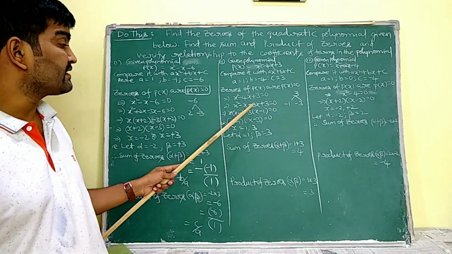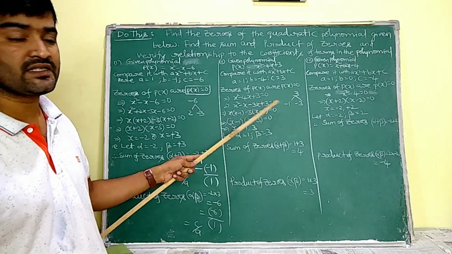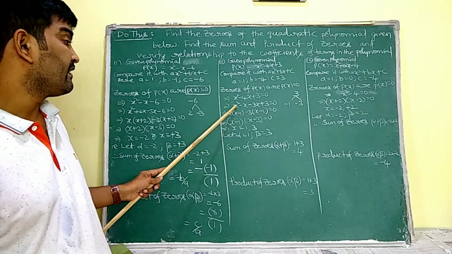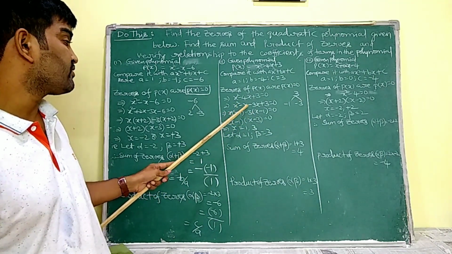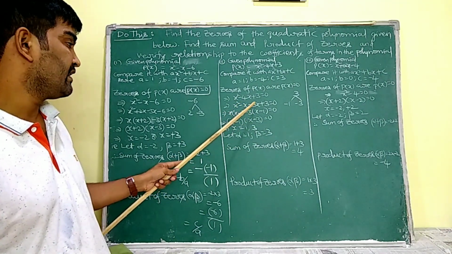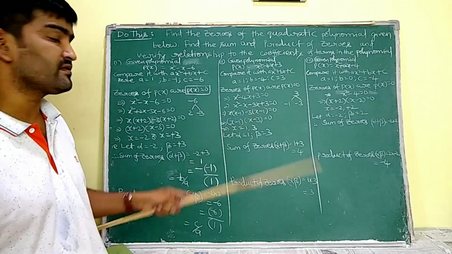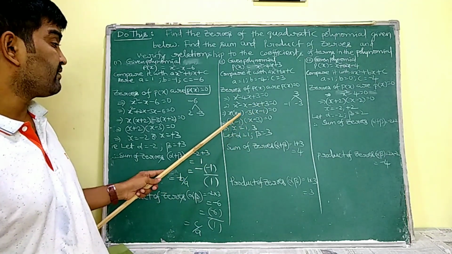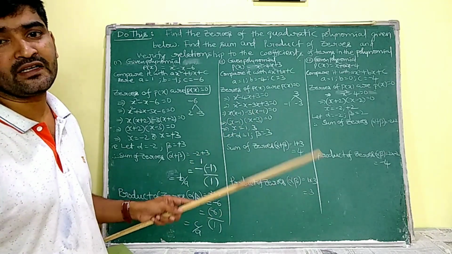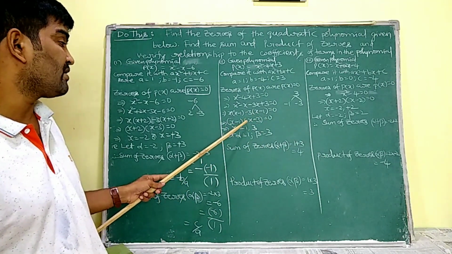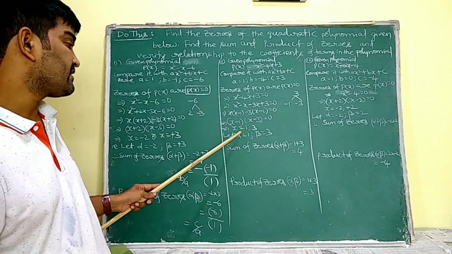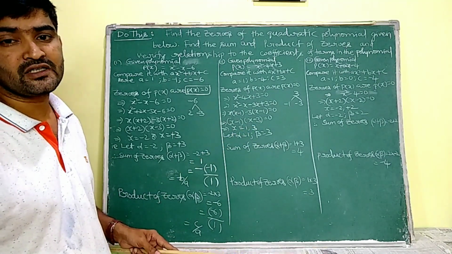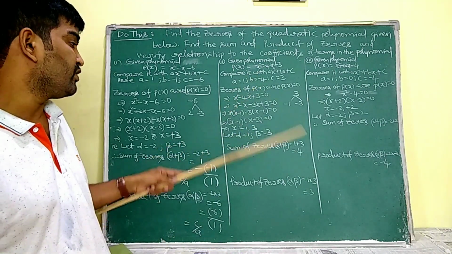So x square minus x minus 3x plus 3 is equal to 0. By taking x common in these two terms, x minus 1 is left. Here by taking minus 3 common, x minus 1 is left. So x minus 1 is common in these two terms. By taking out x minus 1 as common, I obtain x minus 3. So here x is equal to 1 and x is equal to 3 are the zeros of this quadratic polynomial.